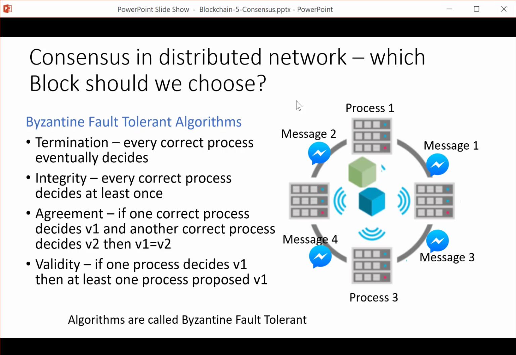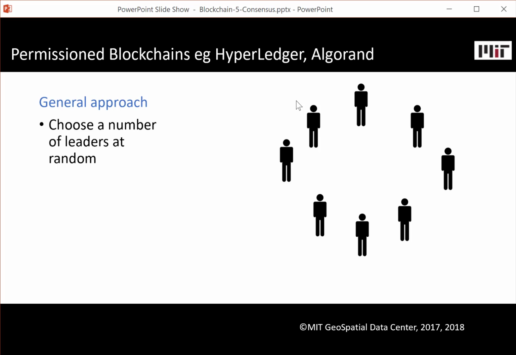And it's used in driving consensus in what we call Byzantine fault-tolerant algorithms, where some of our messages may be false. So the general approach to this is that we choose a number of leaders at random. This is used in Hyperledger, for example, in permissioned blockchains, but it can also be extended to non-permissioned blockchains, as with Algorand, Professor Silvio Micali's quite brilliant algorithm, and I'll describe that a little later.